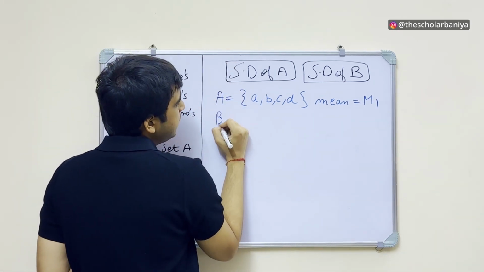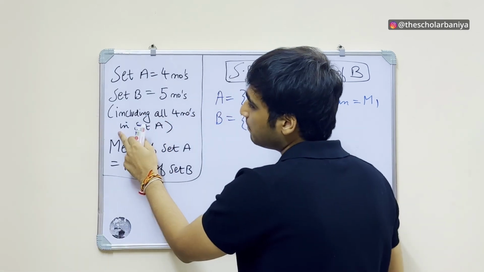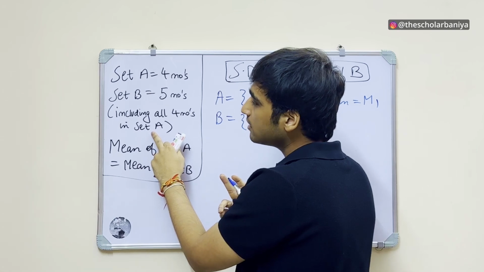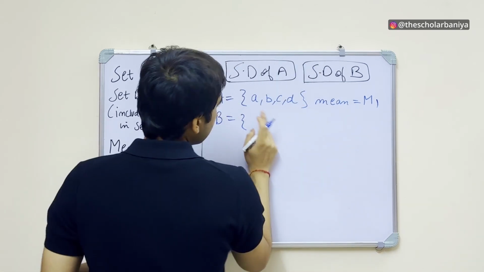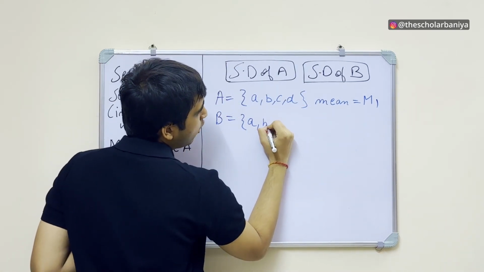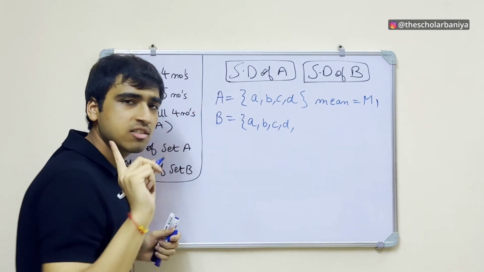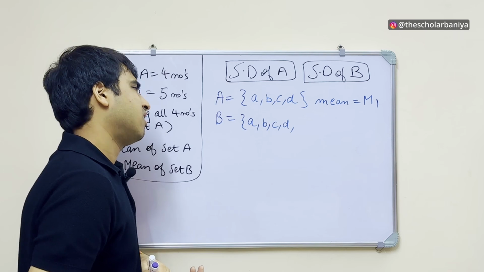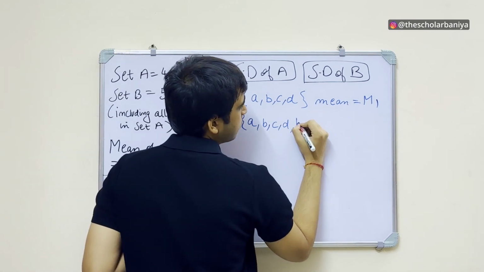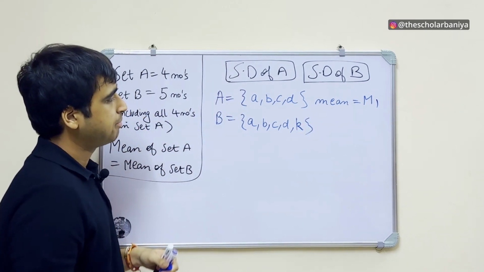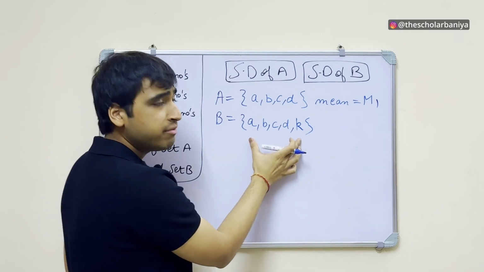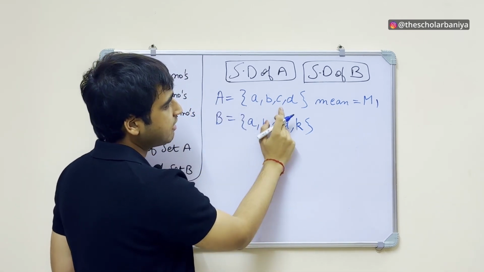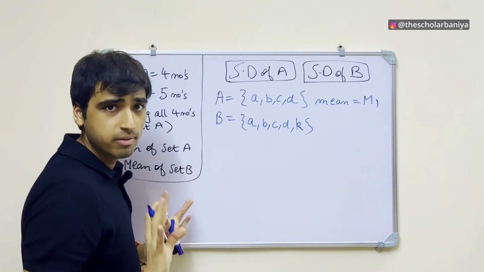Now let's talk about set B. We know set B consists of 5 distinct numbers, out of which 4 numbers are the same as set A. So we can write 4 numbers as a, b, c, d, and there is one number which is different. So let's assume that number is, for example, K, right? Because in set B, there are 5 distinct numbers, but 4 numbers are the same as set A. I hope this should be fine.